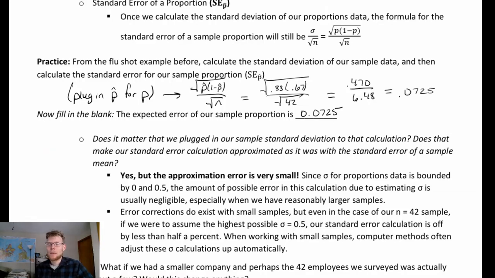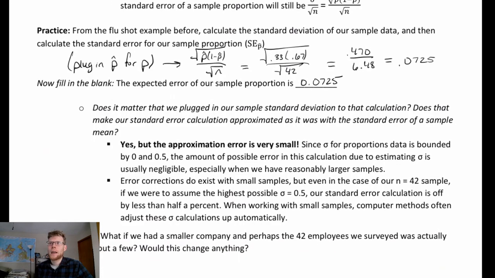That has to do with the fact that sigma is going to be bounded by 0.5 and 0, where most of the time I'm going to have a value pretty close to 0.5. Usually, if I have a pretty small sample, what is commonly done is you slightly overestimate your standard deviation to be a little bit larger than what it would be if you just plugged in p hat. If you're using software, it often will automatically do that for you. But honestly, the amount of approximation error is pretty negligible, even with the sample size of 42, a pretty tiny amount of error in that calculation.